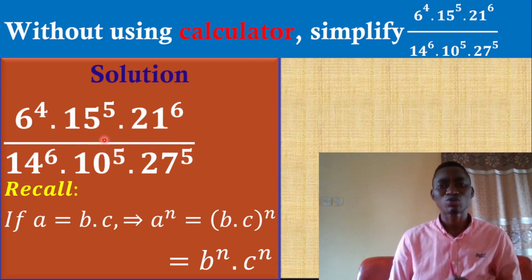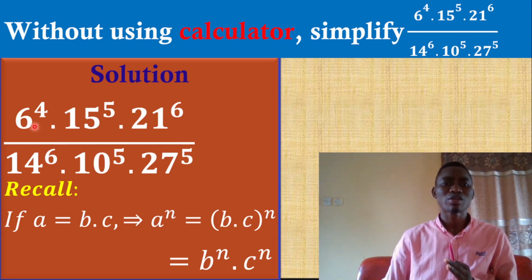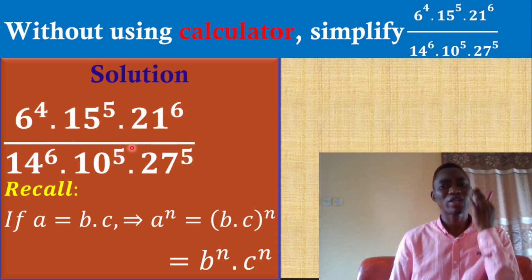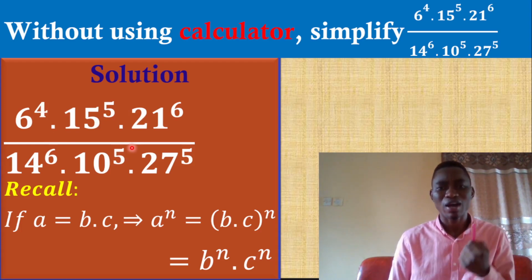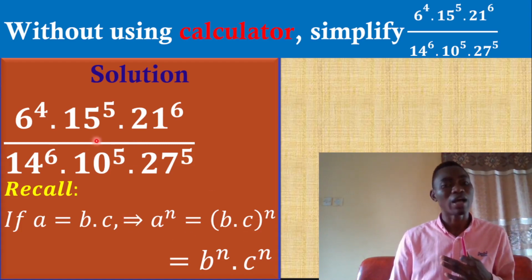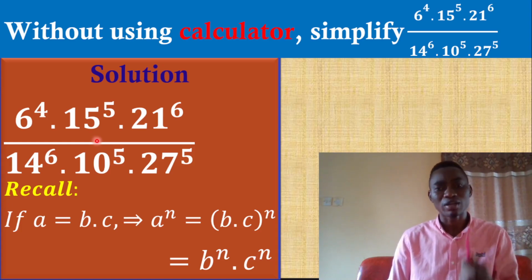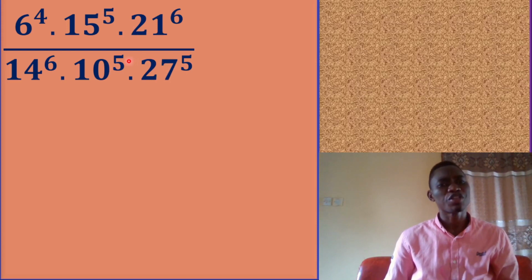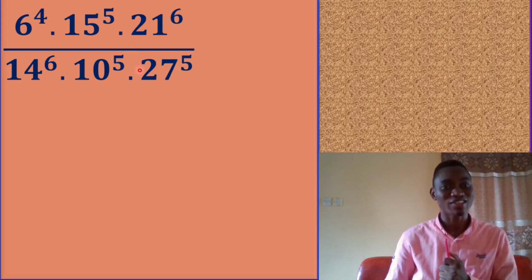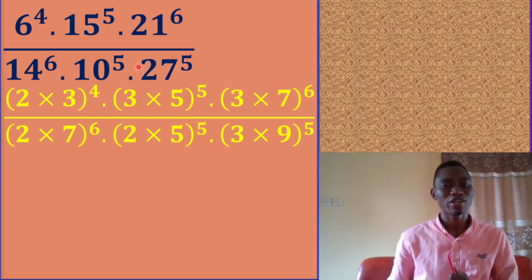Since we are not allowed to use a calculator, 6 power 4, 15 power 5, 21 power 6, and so on will not be so easy for us to get using our brain. So this property will help us to break these numbers into smaller units, and when we are done with that, we can get the answer easily. All right, let's proceed with the solution. This is the question. Now we are going to apply the property we just learned. Let's see how that goes.